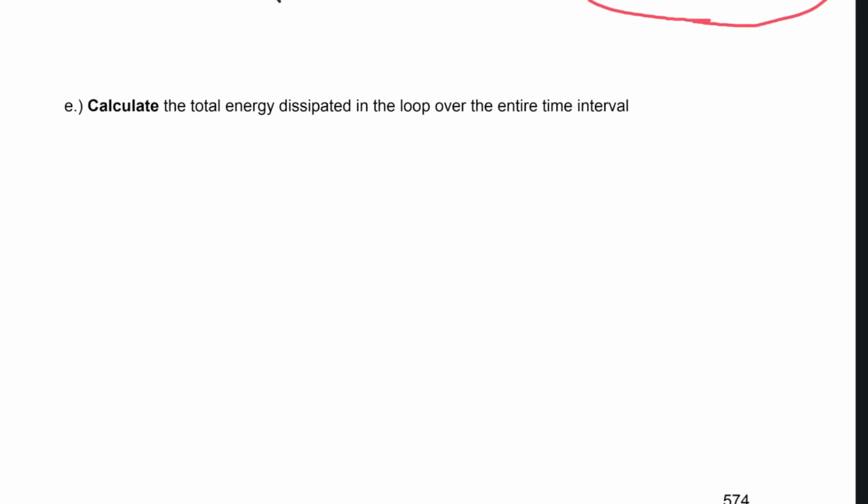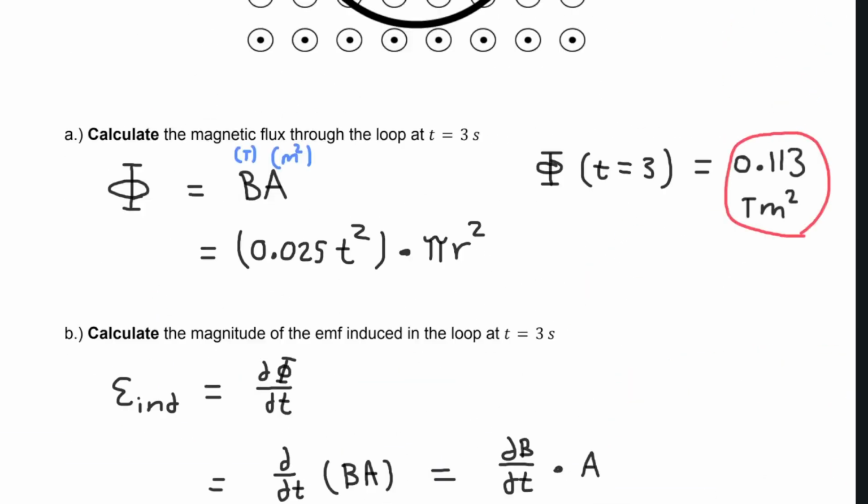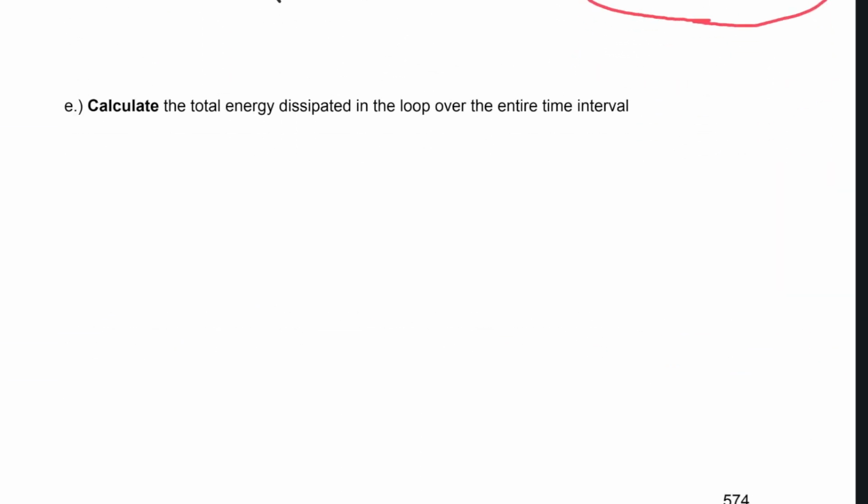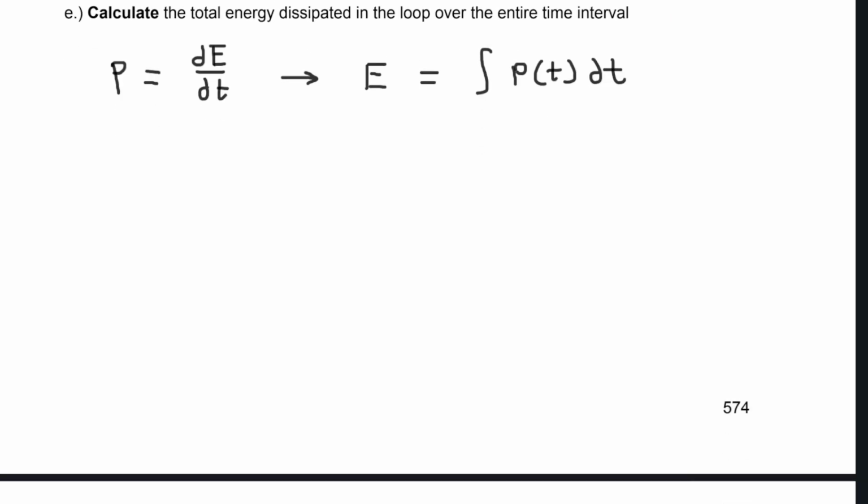dissipated in that loop. All right, total energy dissipated over the entire time interval. So let's go back and see what that entire time interval was. Increases from 0 to 6 seconds before being held constant. So total energy dissipated. Well, if we know that power is the rate that energy is being dissipated, then this means the total energy dissipated is just going to be summing up all of those individual rates of dissipation. So if we integrate the power with respect to time, we do get our answer. So we're just going to integrate this expression for power.